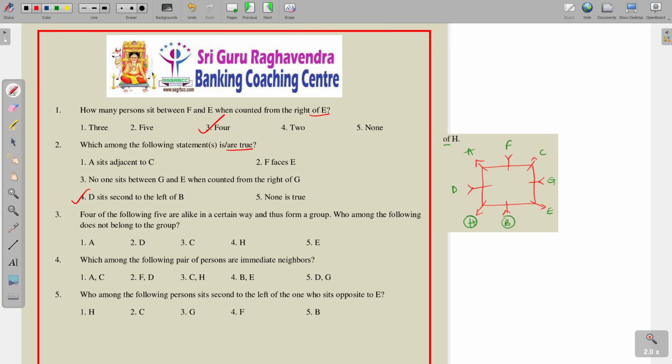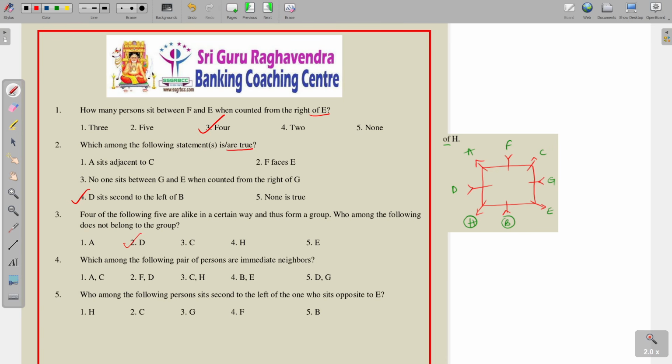Next, question number 3. Which of the following does not belong to the group? Next, see, A is sitting at a corner, D is sitting in the middle, C corner and H corner, A also corner, only D is the odd one out.